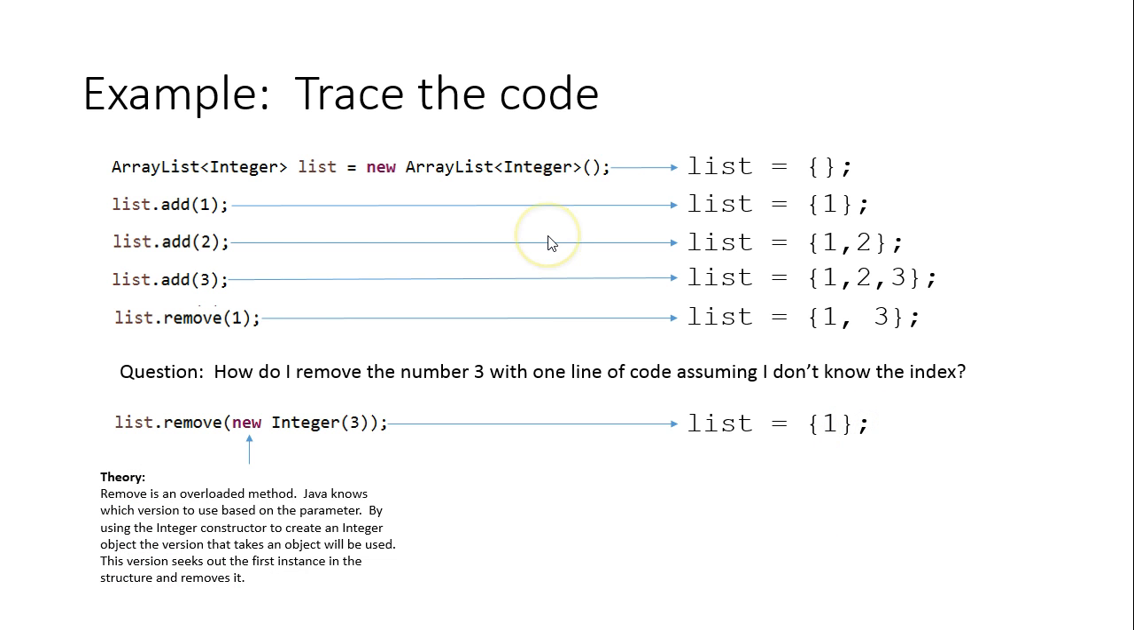Okay, so here, remove is an overloaded method. Java knows which version to use based on the parameter. By using the Integer constructor to create an Integer object, the version that takes an object will be used. This version seeks out the first instance in the structure and removes it.